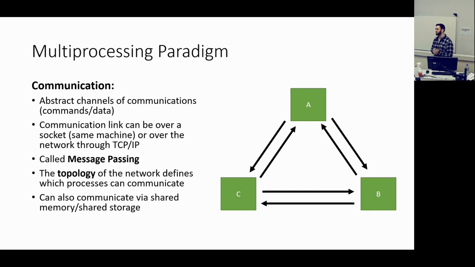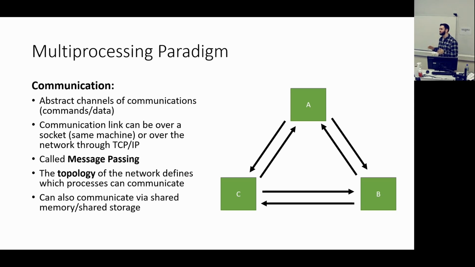But the most common one that you'll see is a master-worker topology, where you have one main coordinating process, which can communicate with all of the worker processes, but the worker processes can only communicate with the main process.